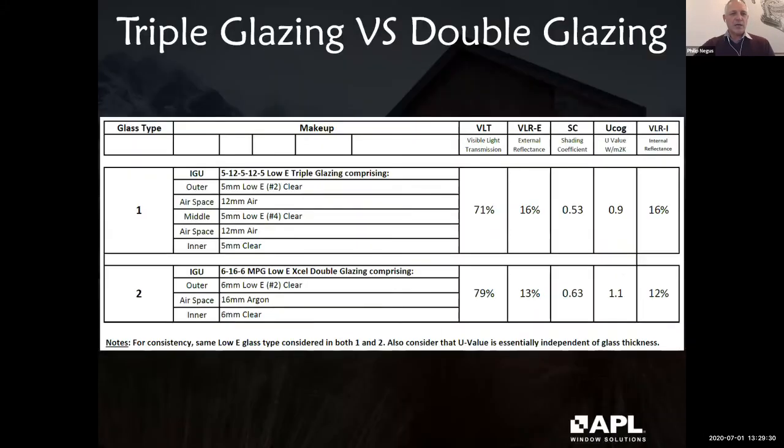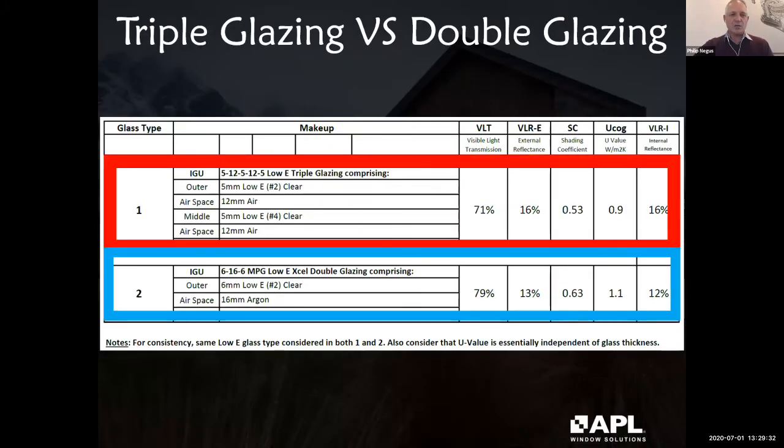This table here, because we do often get asked the question about triple glazing versus double glazing. Yes, you'll get improved thermal performance with your triple glazing. There will be an impact on the visible light transmission, and of course, what was I going to add to that? You do actually get an increase in external reflectance with triple glazing as well.